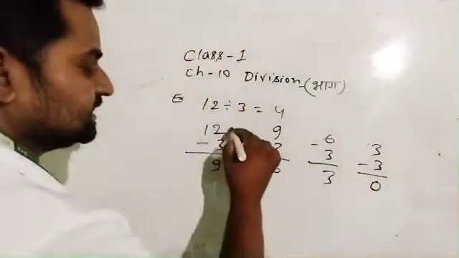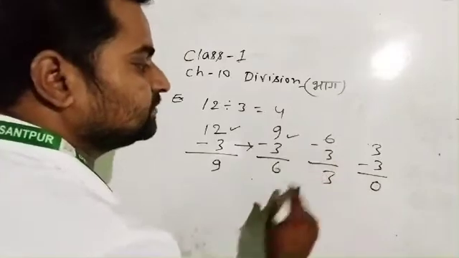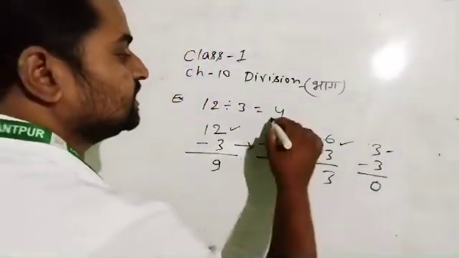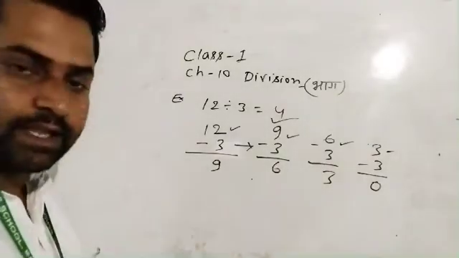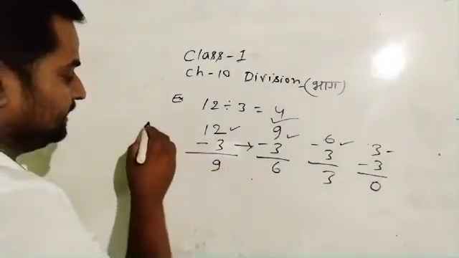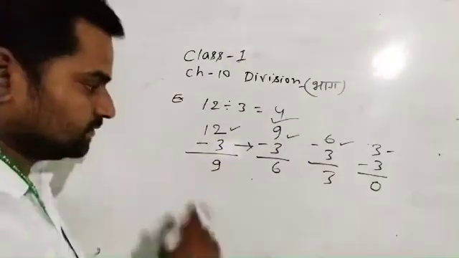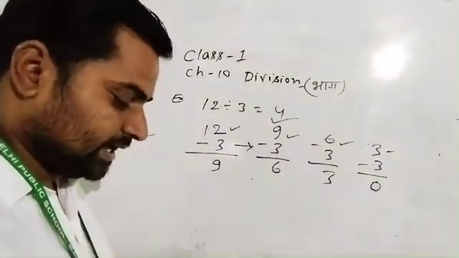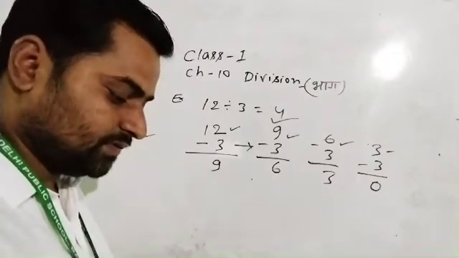Okay students, this is the first term, second term, third term and fourth term. So your answer is 4. This is the repeated subtraction process. In your books, thus you have subtracted 3 repeatedly from 12, 4 times.